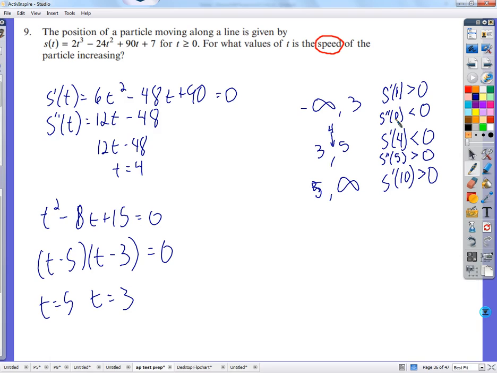I want to make sure the way I've written here isn't the best. So from negative infinity to 3, we have positive velocity but a negative acceleration, so we're slowing down. But from 3 to 4, we have a negative velocity and a negative acceleration, so our speed is increasing. We're going backwards faster and faster and faster.